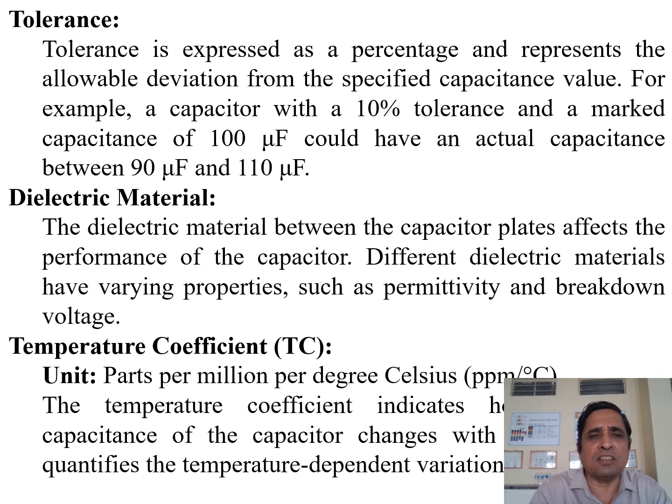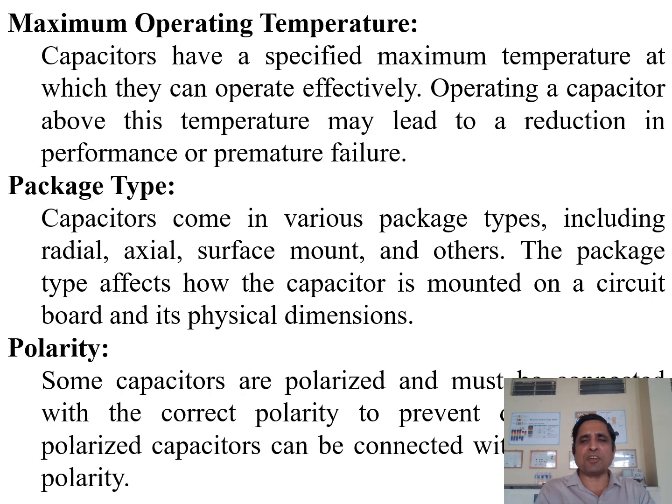Dielectric material is the insulating media which is used in between the two plates. So different dielectric materials have varying properties, as I have told earlier. Air, mica, then glass, paper. These are the different types of dielectric materials. Then the temperature coefficient. So the temperature coefficient indicates how the capacitor responds to the change in the temperature, how the capacitance value changes as the temperature changes.